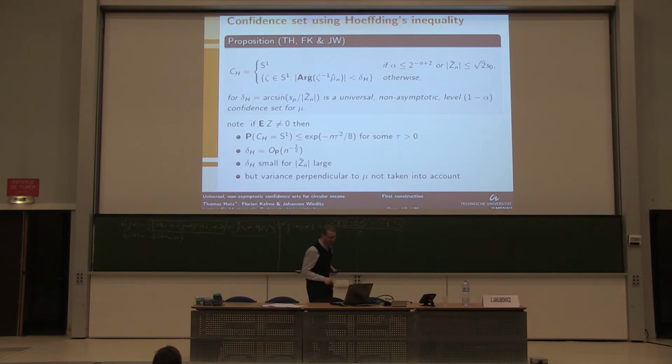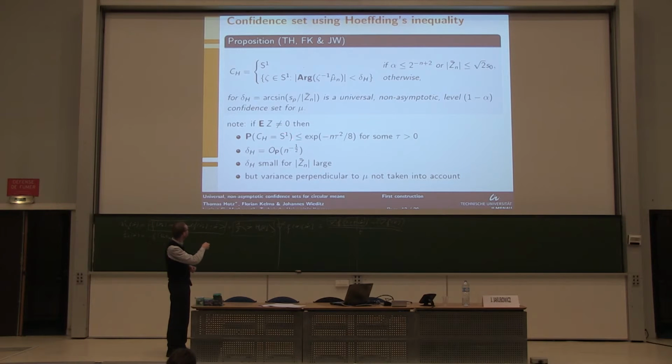So summarizing this construction, well, if you have too few data points, so you can't compute these critical values, or if Z n bar is too close to the origin, then you just get the whole circle, because you can't say anything. Otherwise, again, you get a symmetric confidence region around the circular sample mean, mu n hat, which is governed by this angle delta h. Now, this angle delta h is of the order of 1 over square root of n, just as in the asymptotic case.